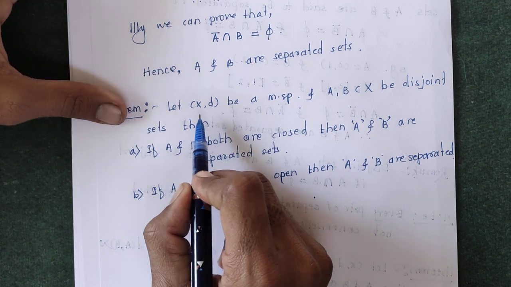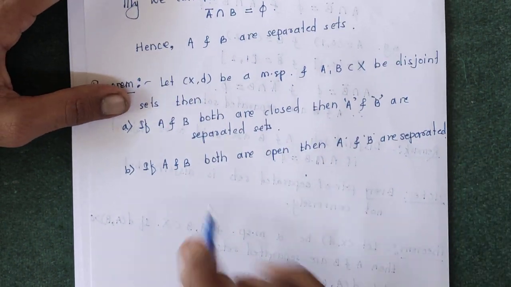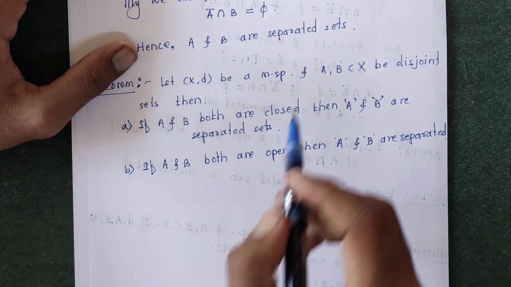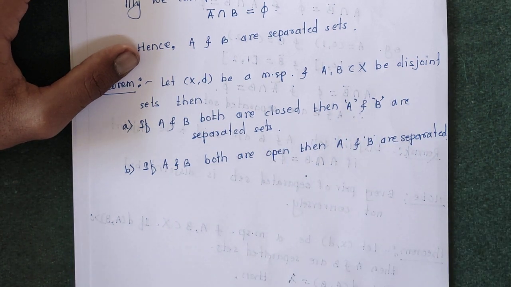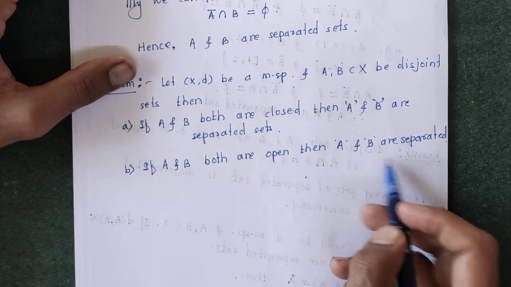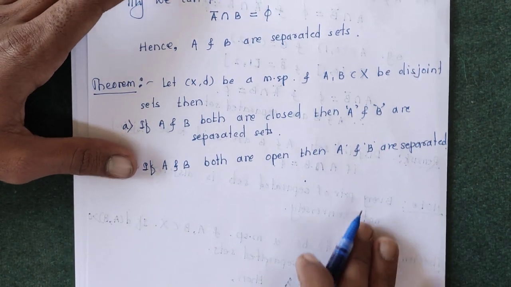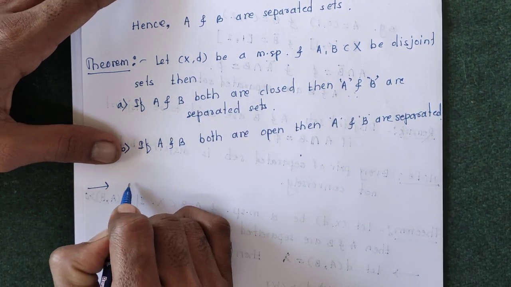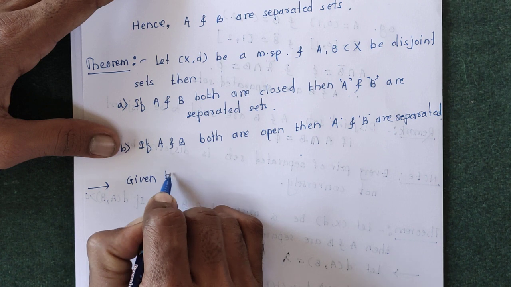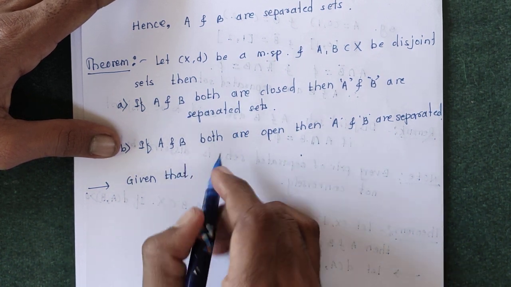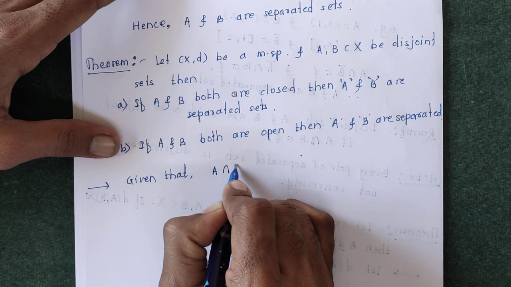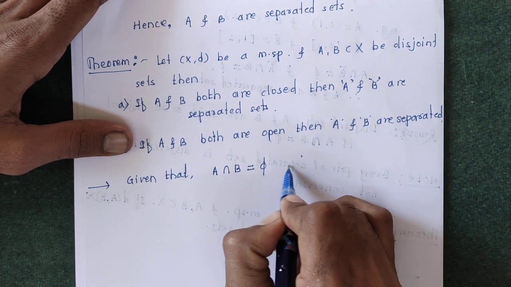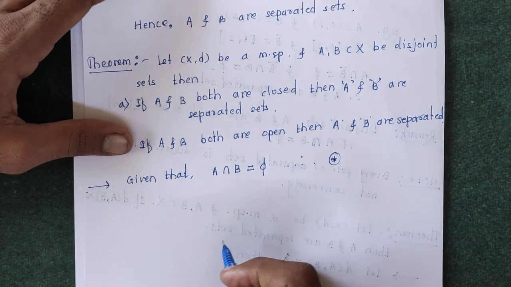So we are given that (X, d) is a metric space, and A and B are disjoint sets. In the first statement, if A and B both are closed, then A and B are separated. And in the second statement, if A and B both are open, then also A and B are separated. So first of all, we are given that A and B are disjoint, that is A intersection B is equal to phi, the empty set. This will be useful in this whole proof, so we will denote it by equation number star.